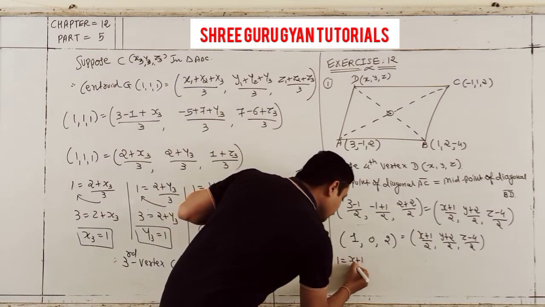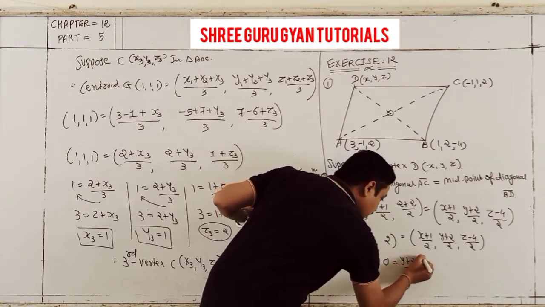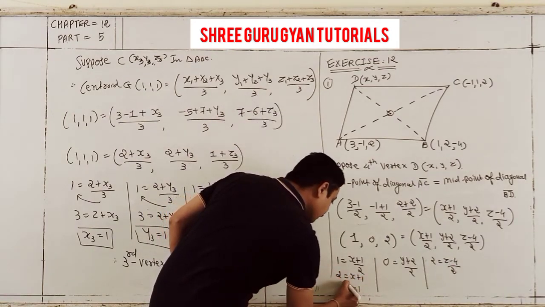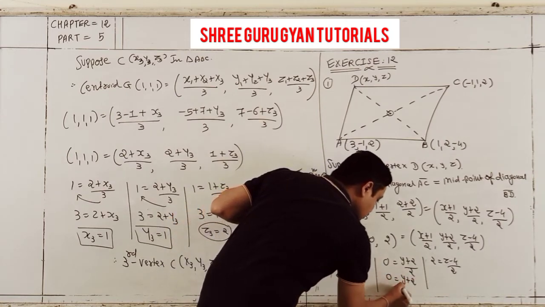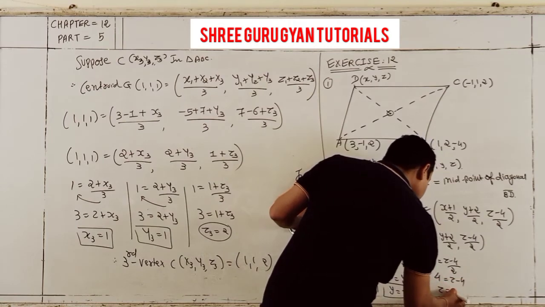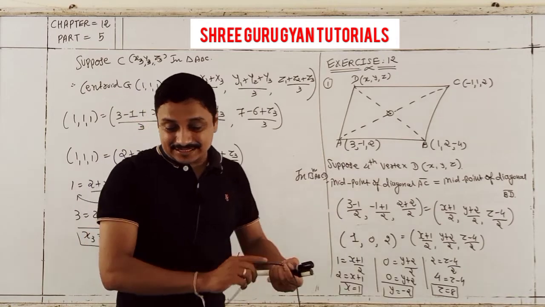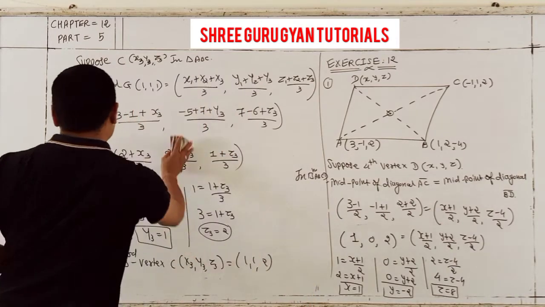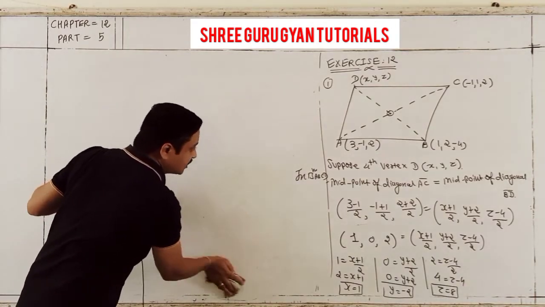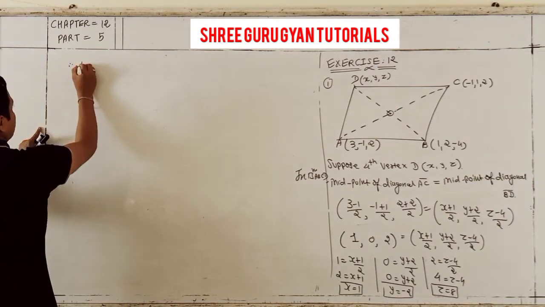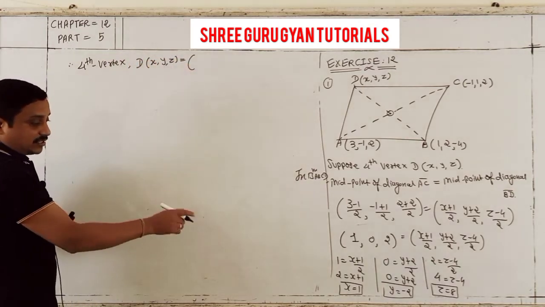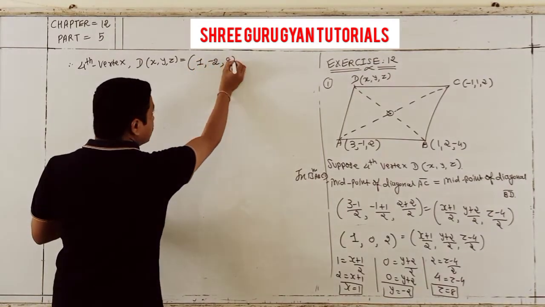So 1 is equal to (x + 1)/2, second 0 is (y + 2)/2, and third 2 is (z - 4)/2. The 2 cancels, multiply, and your value x is equal to 1. Same here 0, so y becomes -2. And last, 2 times 2 is 4, so z becomes 8. It means students, your fourth vertex is, in an easy and simple way, (1, -2, 8). Very easy and simple way you can find your fourth vertex using the midpoints of both diagonals being the same. Therefore the fourth vertex D (x, y, z) is your answer (1, -2, 8).